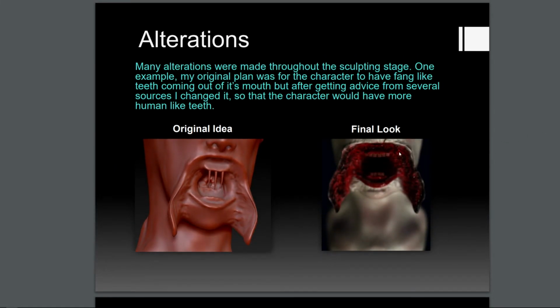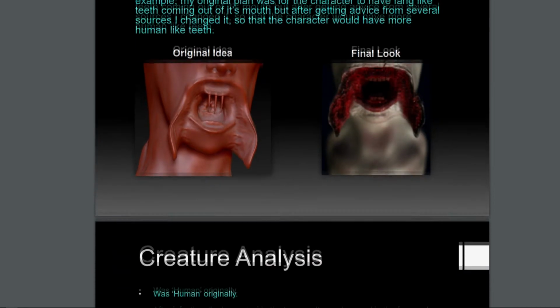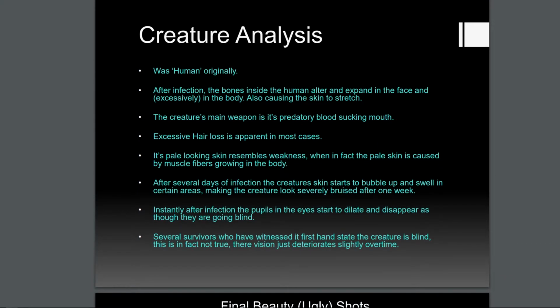Many alterations were made throughout the sculpting stage. One example, my original plan was for the character to have fang-like teeth coming out of its mouth, but after getting advice from several sources I changed it so the character would have more human-like teeth. This actually made sense as the original form of the creature was human.